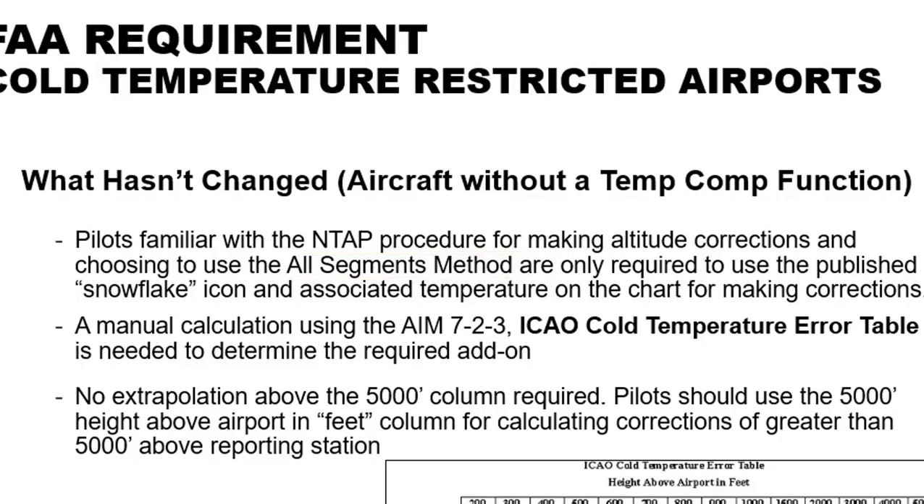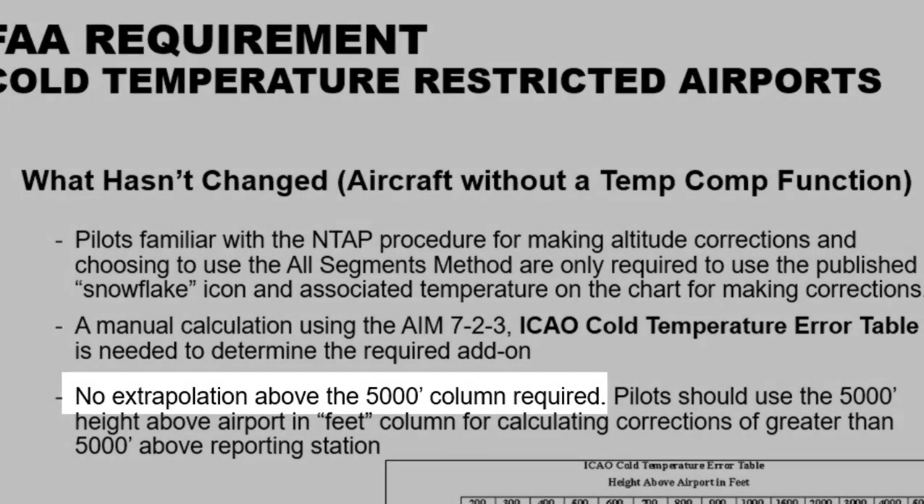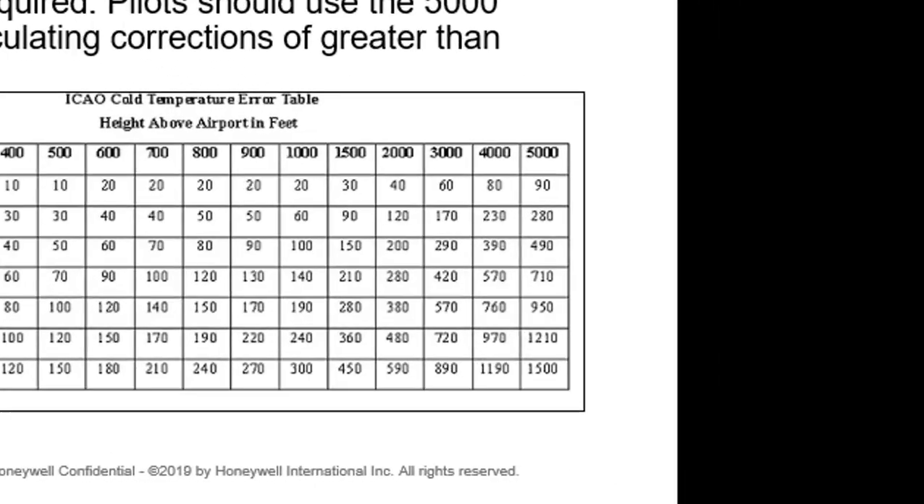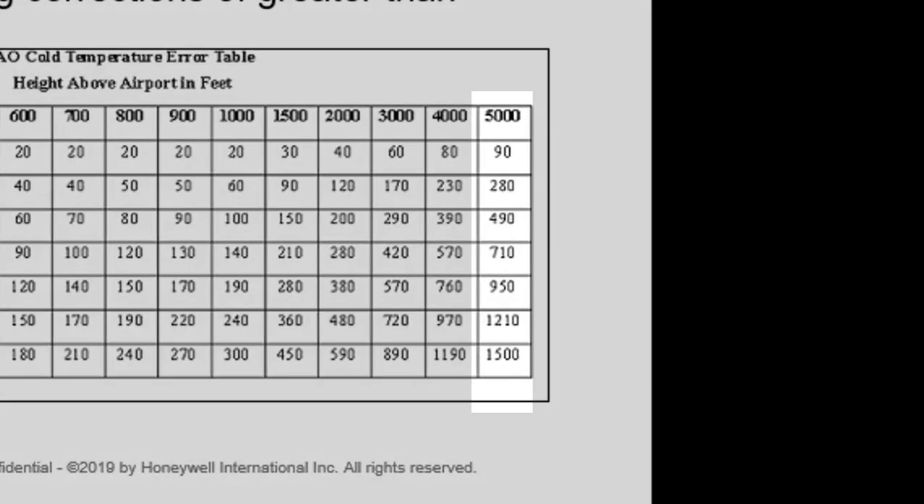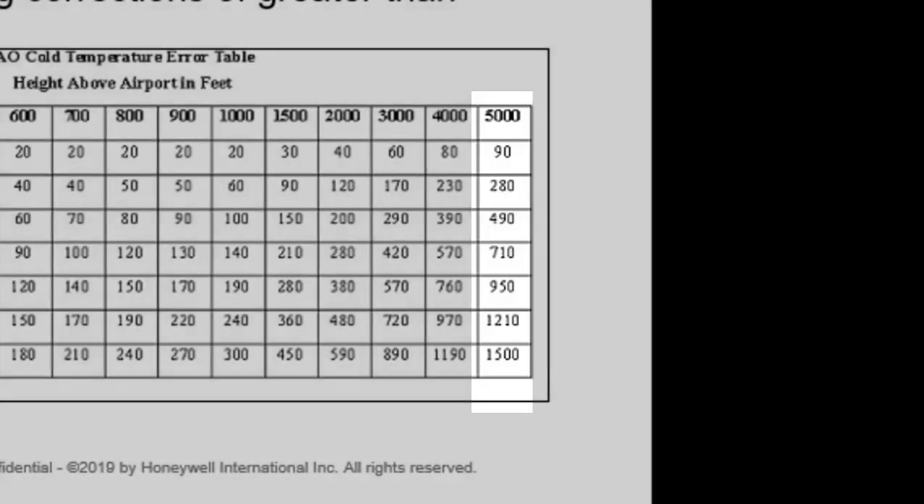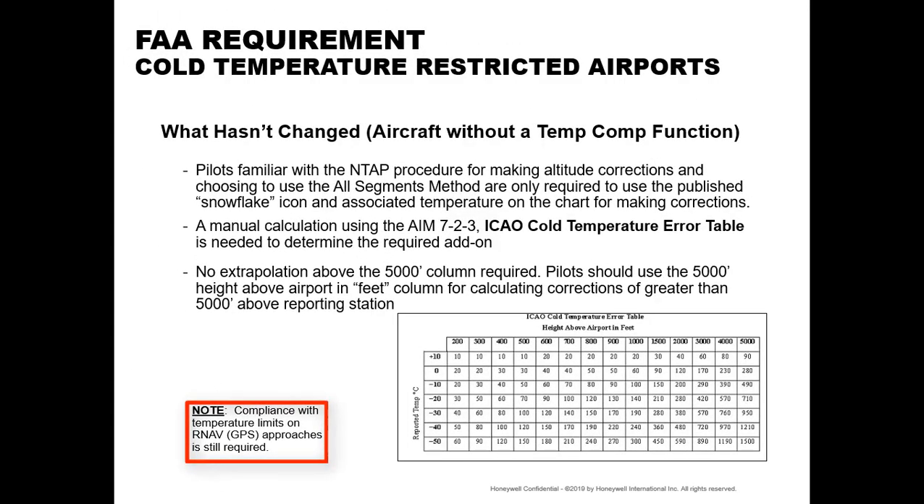A manual calculation using the AIM 723 ICAO cold temperature error table is needed to determine the required add-on. Note that there is no extrapolation above the 5,000 foot column required. Pilots should use the 5,000 foot height above airport in feet column for calculating corrections of greater than 5,000 feet above the reporting station. Note also that compliance with temperature limits on RNAV GPS approaches is still required.